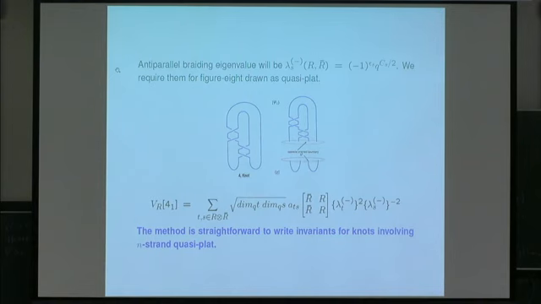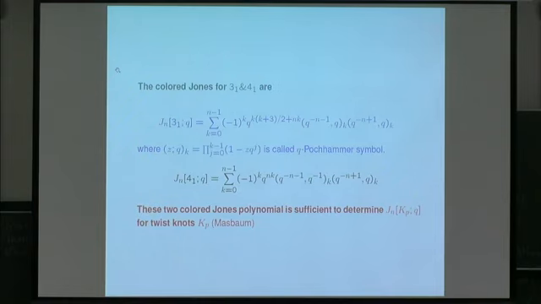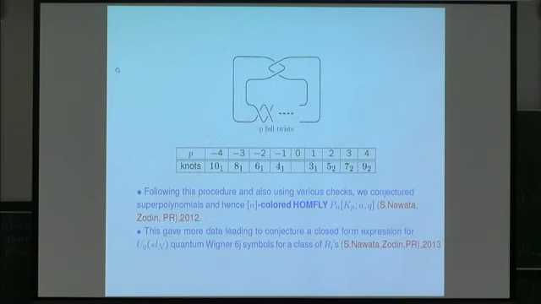Okay. So this is one thing which we feel is a very important contribution. Now any symmetric rank invariant can be computed for many knots because we have given this data. So this gave more data leading to a conjectured closed form expression similar to Kirillov-Reshetikhin in finding the Wigner 6J symbol, and this appeared in 2013.